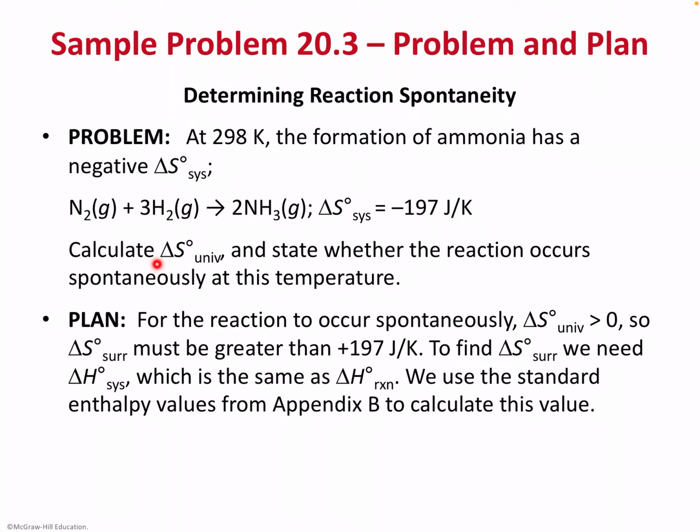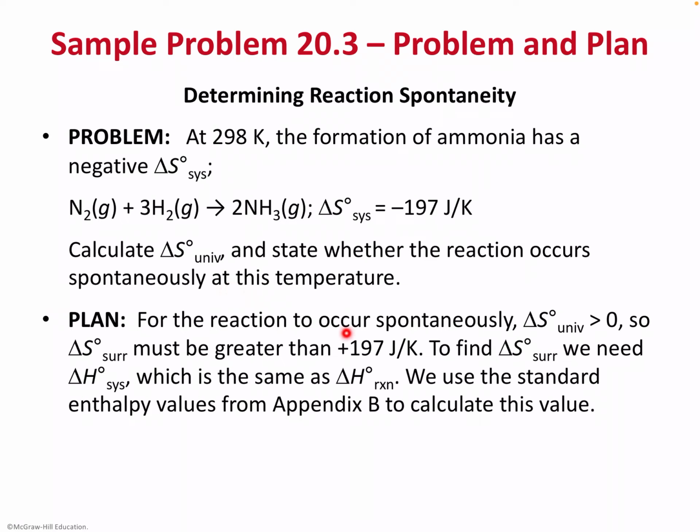Okay. We want to calculate the delta S naught of the universe and state whether the reaction occurs spontaneously at this temperature. Entropy was given as negative 197. We want to see whether this reaction is spontaneous at this temperature.